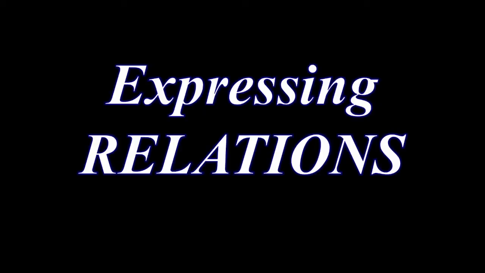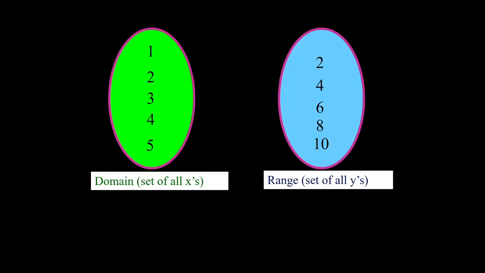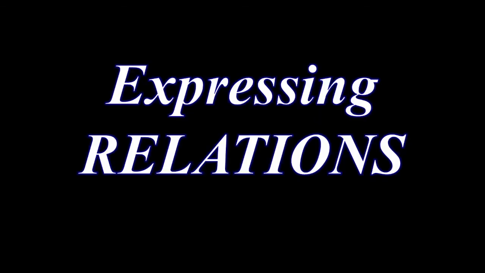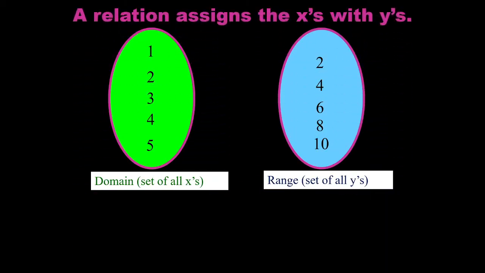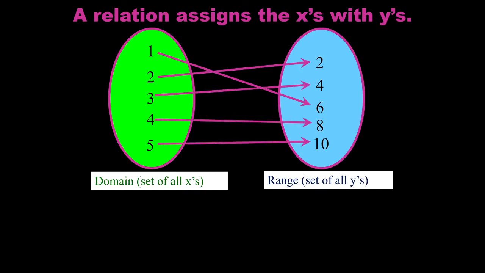Now, how do we express relations? Let's have this one. So take note, the domain, the set of x values, you have 1, 2, 3, 4, 5. Our range, the set of all y's, 2, 4, 6, 8, 10. The first way of expressing a relation is simply assigning the x with the y's. So look at what I'll be doing. I'm going to assign 1 to 6. I'm going to assign 2 to 2, 3 to 4, 4 to 8, 5 to 10.